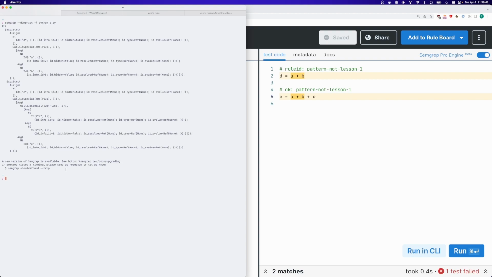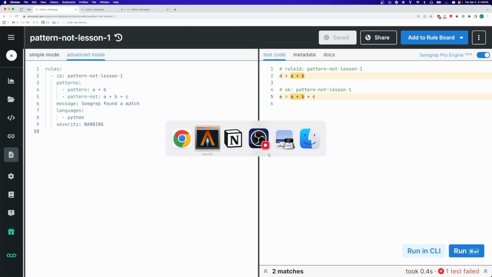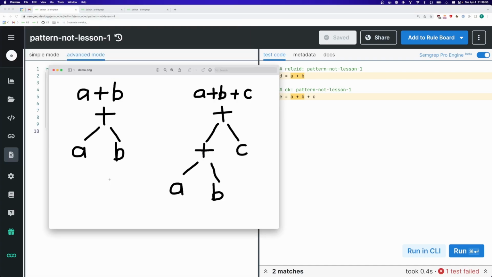To dive into why, Semgrep has this dash dash dump AST subcommand, whose output I do not expect you to be able to understand. I barely can as well. So I drew it up in this little diagram. Semgrep parses code into an internal representation called an abstract syntax tree, or an AST for short. Here on the left, you can see the AST for the A plus B pattern and the AST for A plus B plus C.